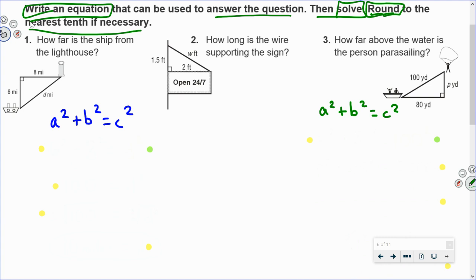So the question is how far the ship is from the lighthouse. And if I see a right triangle, I immediately write the Pythagorean theorem down. a squared plus b squared is c squared. And in this case, ladies and gents, we don't know what the hypotenuse is. So I'm going to write d. You can leave it as c. You can write x if you want. Meanwhile, the two legs would be 6 and 8.